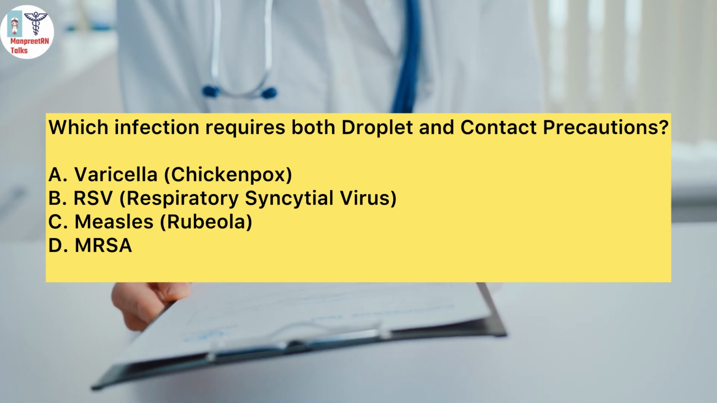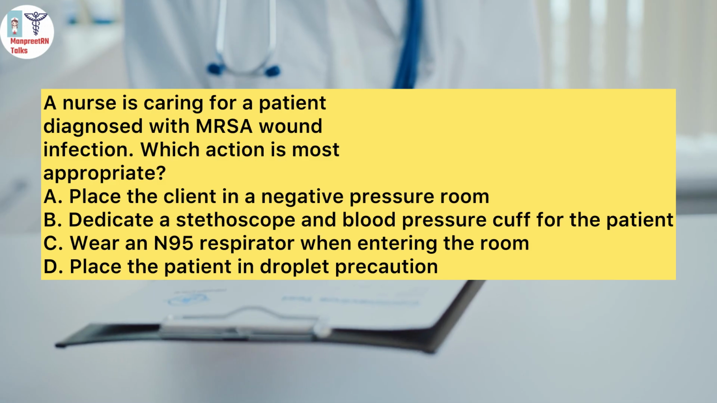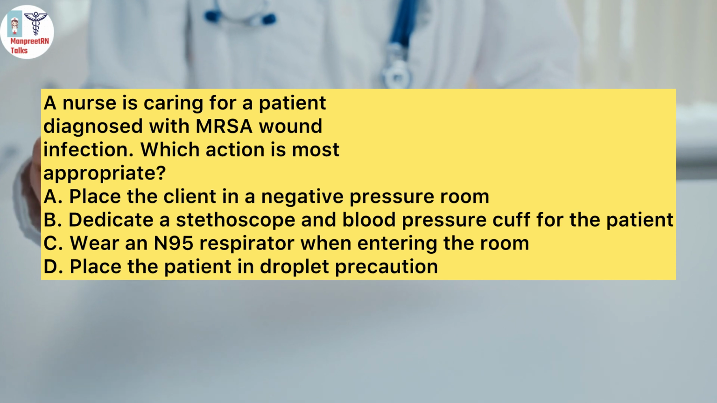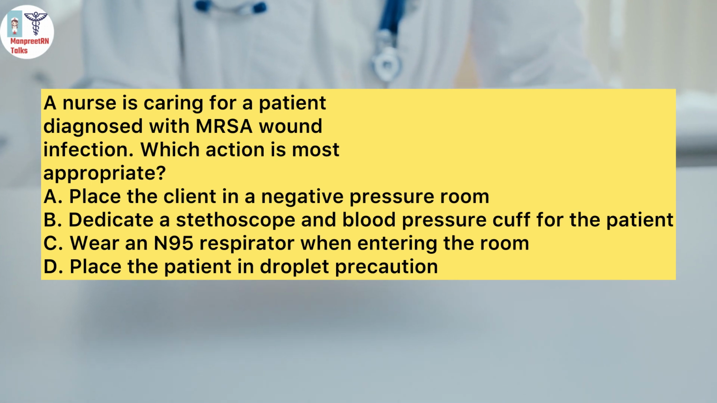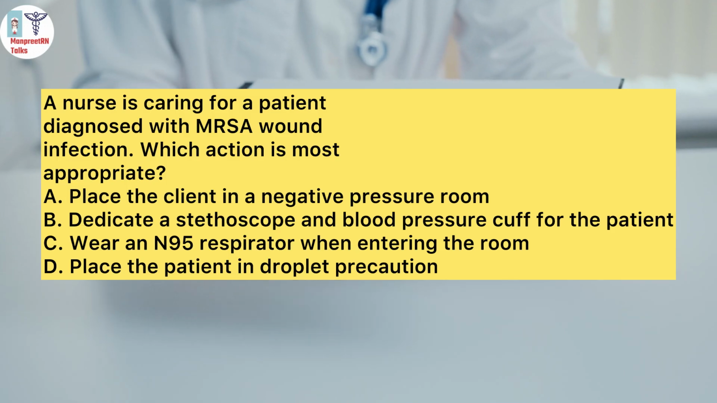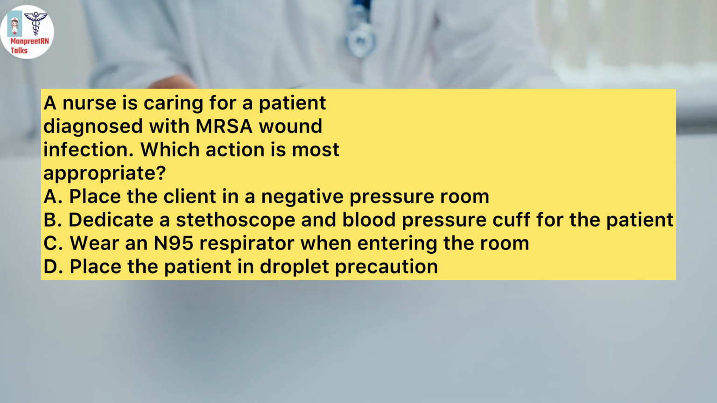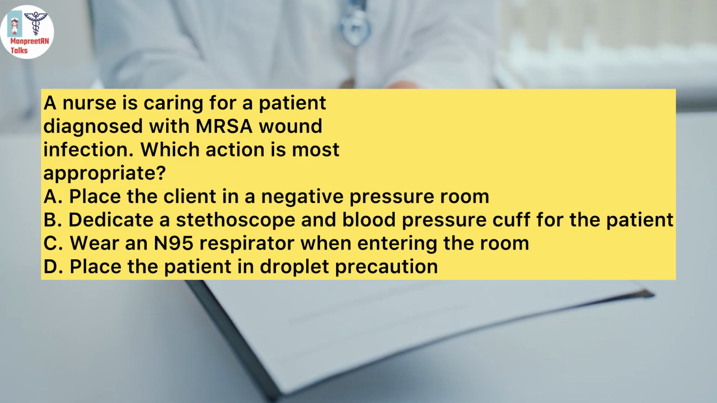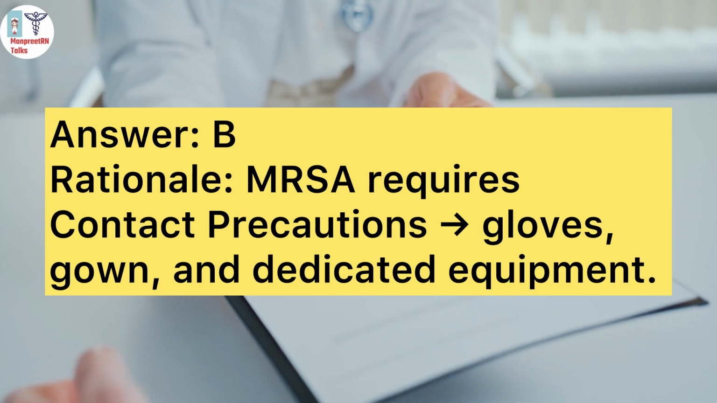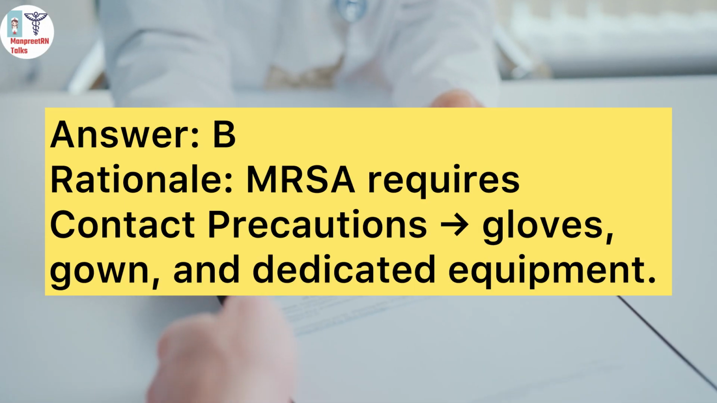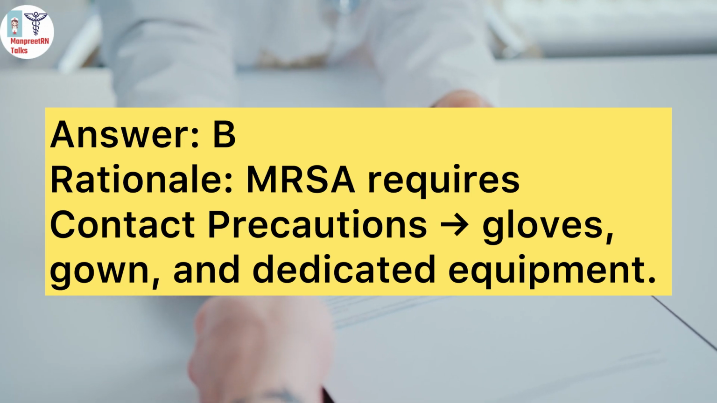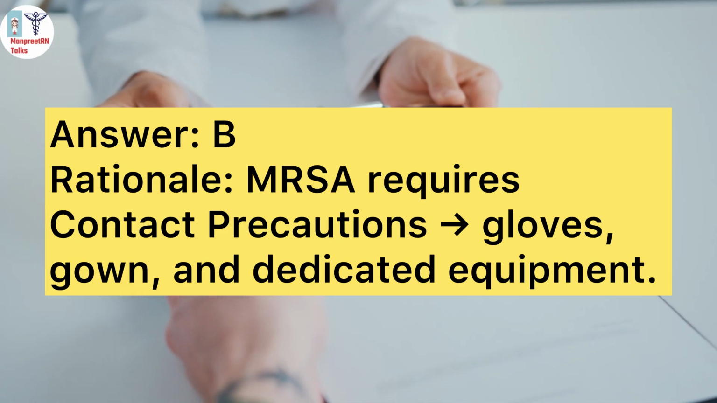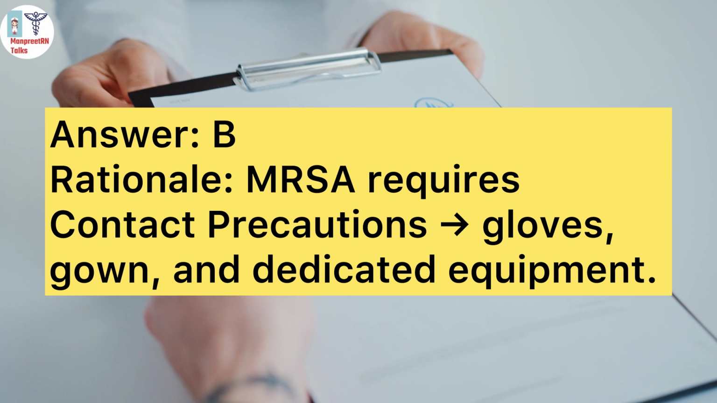So a nurse is caring for a patient that is diagnosed with MRSA wound infection. Which action is most appropriate? A, place the client in a negative pressure room. B, dedicate a stethoscope and blood pressure cuff for the patient. C, wear an N95 respirator when entering the room. D, place the patient in droplet precautions. So the correct answer is B, because MRSA requires contact precautions. So gloves, gown, and dedicated equipment should remain and be used for one patient. So negative pressure and N95 are for the airborne.